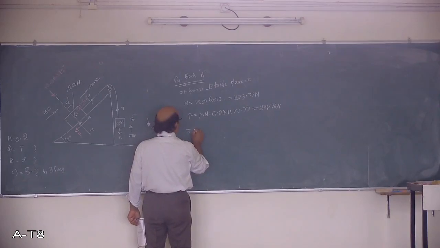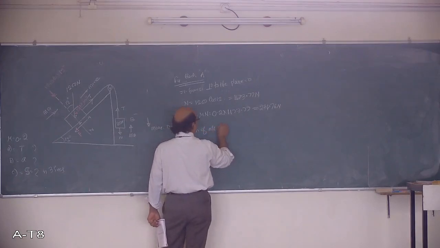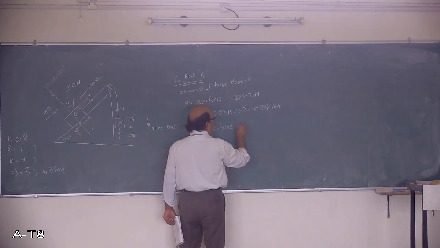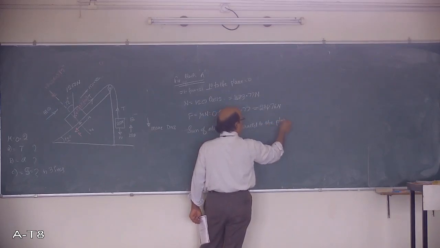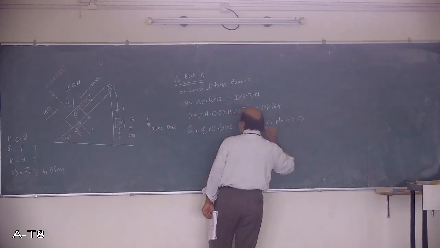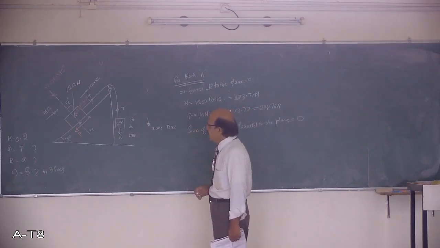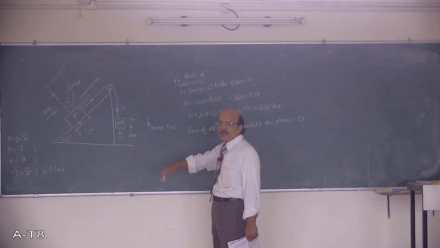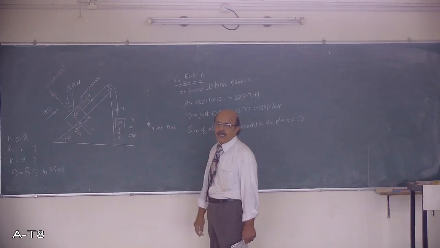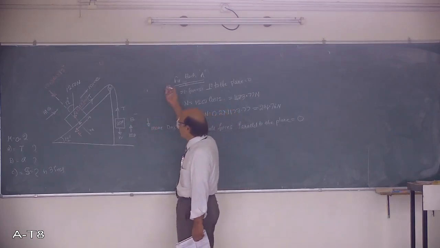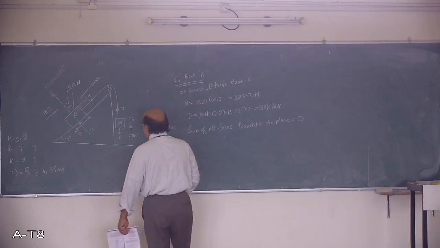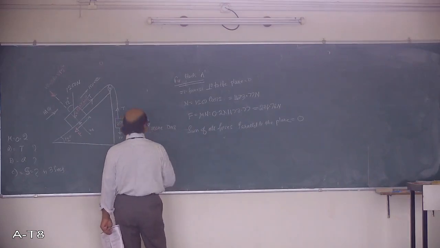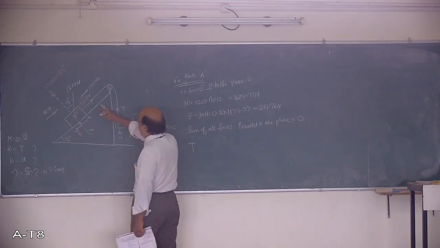Now, for block A, the sum of all forces parallel to the plane should be equal to zero, as it is under dynamic equilibrium. As it is moving up, the inertia force is acting downwards, the frictional force is also acting downwards, and the weight component is also acting downwards. It is under equilibrium, but the rope is pulling in the upward direction. So if you write down all the forces acting parallel to the plane, first of all I can say that tension is acting in the upward direction.